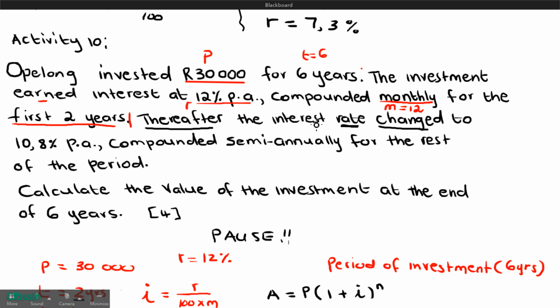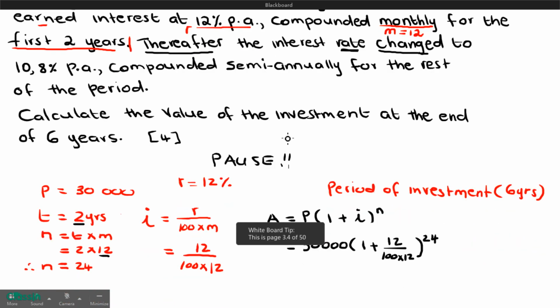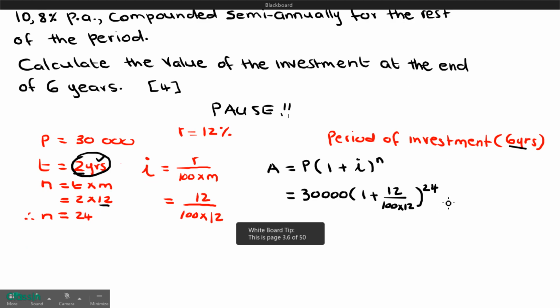So they say thereafter the interest rate changed to 10.8% per annum, compounded semi-annually. So remember the whole investment is 6 years. But of the 6 years, how many years have we already used? We have used 2 years. Now from 6, if 2 years has been calculated, we are remaining with 6 minus 2, which is 4. Now we go into the next part.